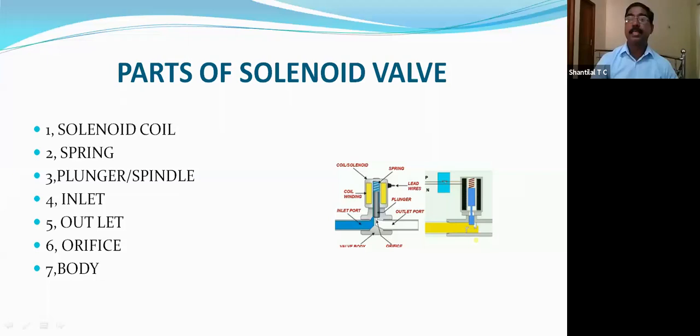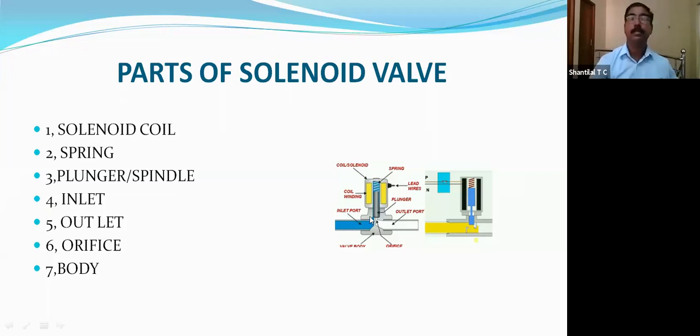So here the main parts are the solenoid coil. This area is the solenoid coil. Then this part is known as the spring and this is known as the plunger. This plunger moves up and down due to the energizing and de-energizing of the solenoid coil. On that basis, the orifice will be open and the orifice will be closed. And here there is an inlet and outlet, and a body is also available.